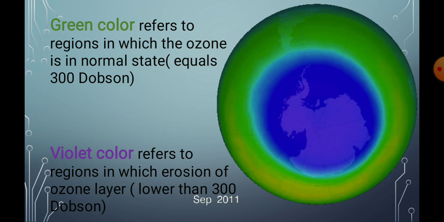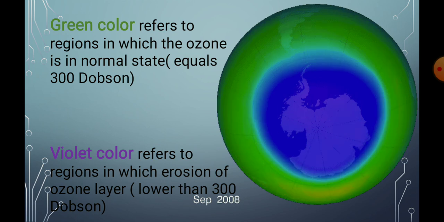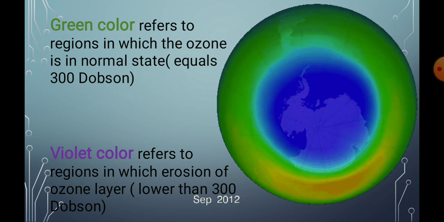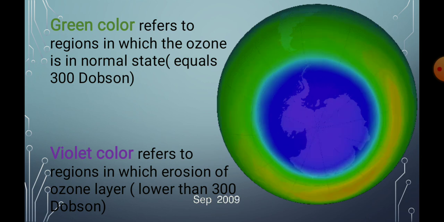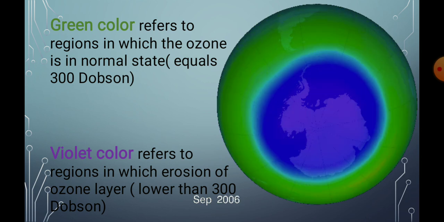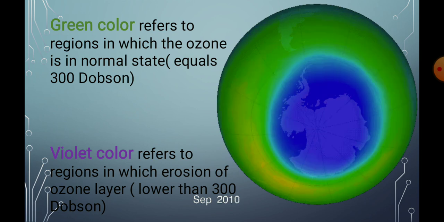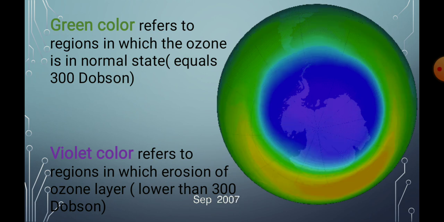Look at this picture. We have here two colors, green color and violet color. First, the green color refers to regions in which the ozone is in its normal state, so it equals 300 Dobson. And the violet color refers to a region in which the ozone layer is eroded, lower than 300 Dobson.